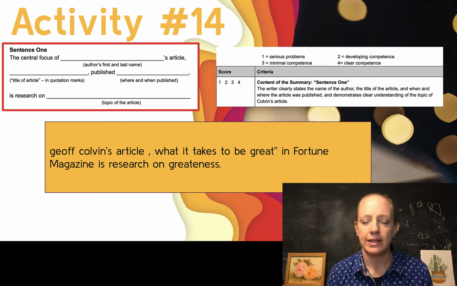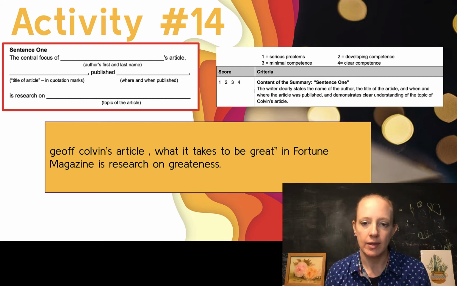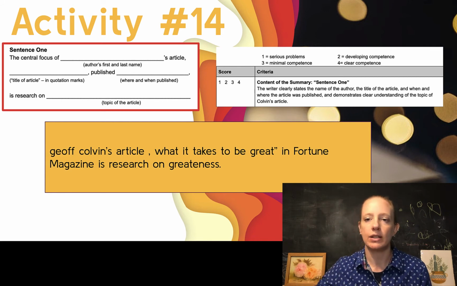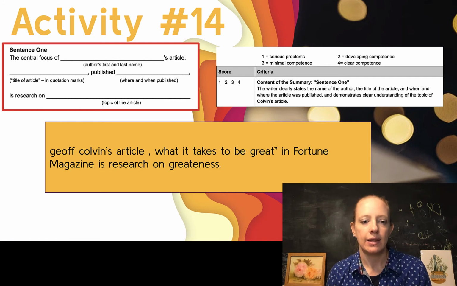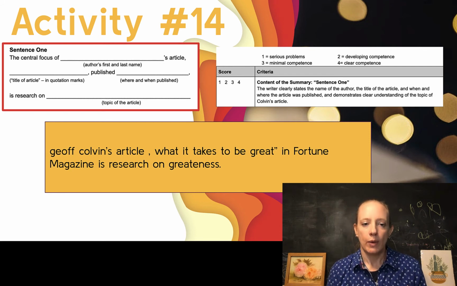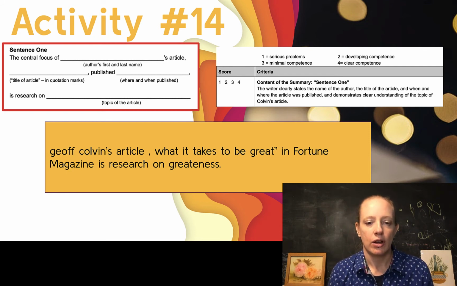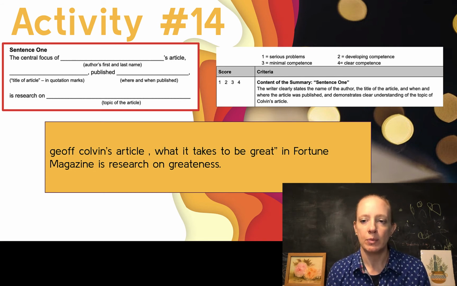All right, so it has the title, it has the author's name. None of it is capitalized or punctuated appropriately, but again, we don't care about that right this second. And then it says Fortune magazine, but it doesn't include the date that it was published. So that at least is going to knock us down to a 3. And then it says, is research on greatness? And yes, greatness is spelled incorrectly. So we know we have a problem here because is research on greatness does not tell you that this person understands the topic of the article. So I'm going to say that this is probably a 2.